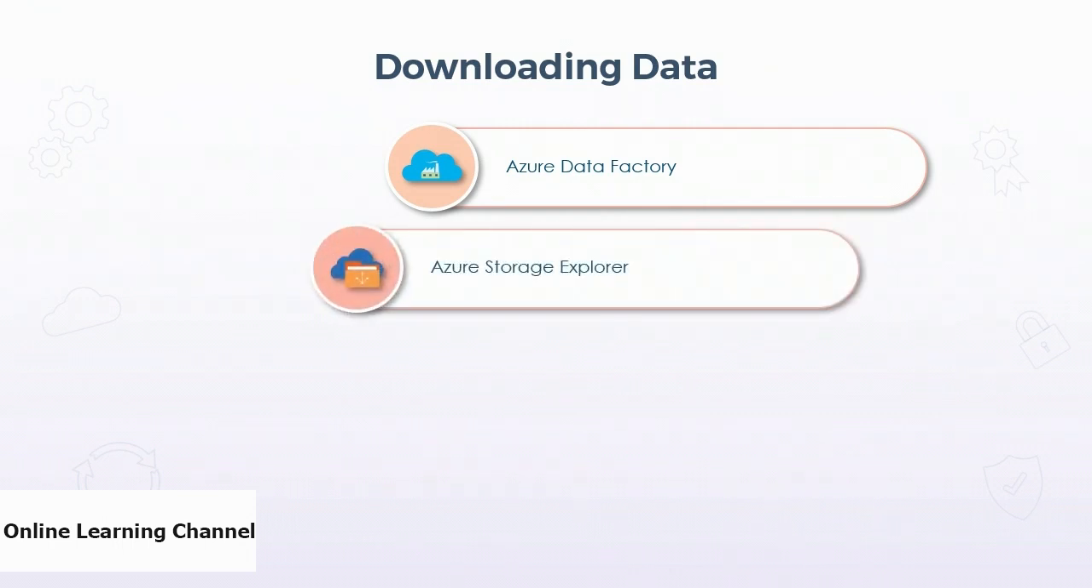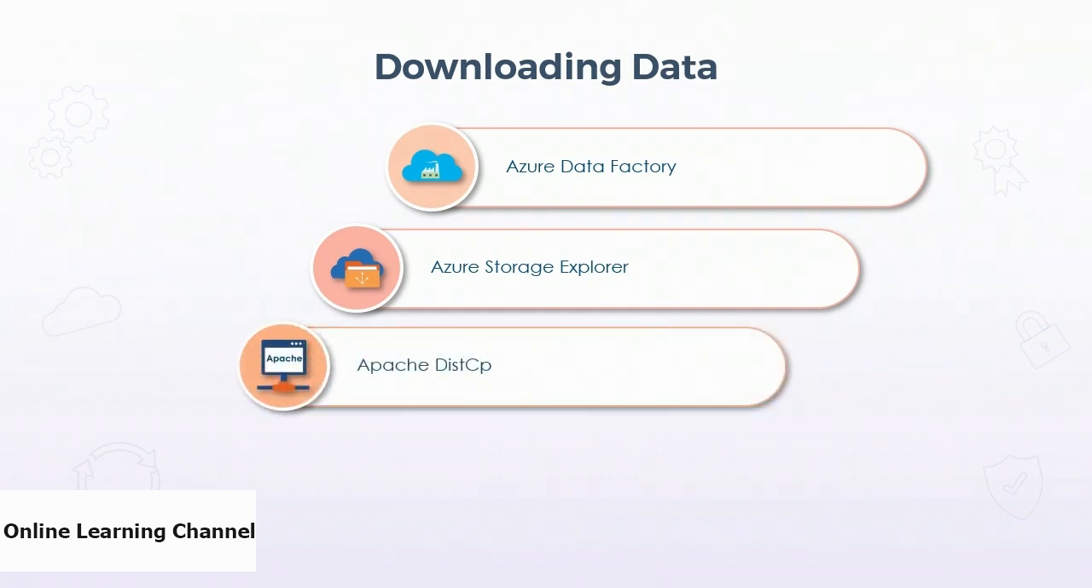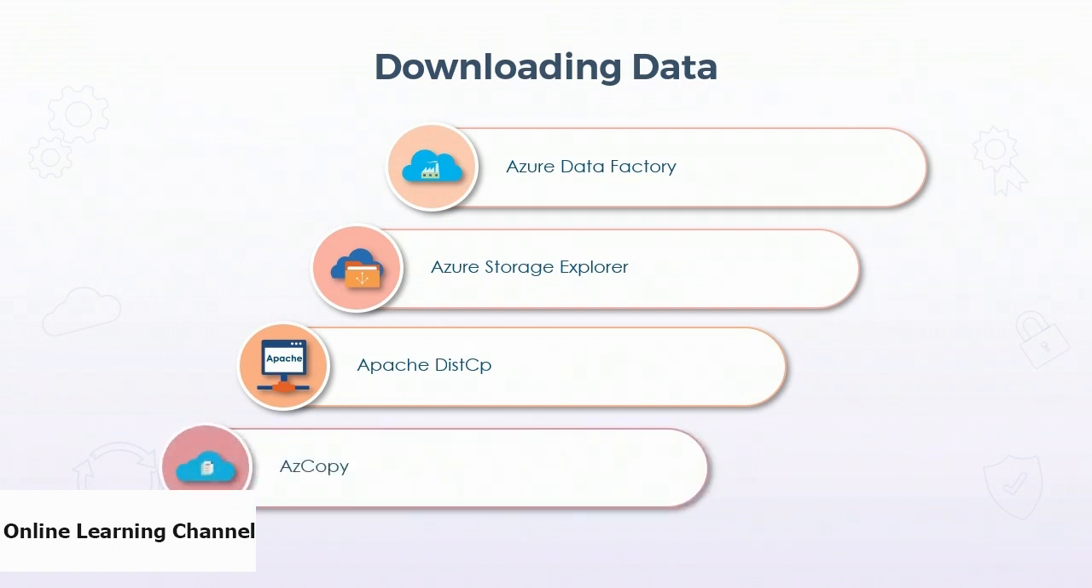Now, Azure Storage Explorer can be used either directly in the cloud or on your desktop to interact with your data. You can explore your data, run queries, and even manage your containers if you need to. And then there's Apache DistCP. DistCP can be used to copy data between Data Lake and Blob storage. And finally, we have AZ Copy. Now, AZ Copy is a fairly straightforward tool from Microsoft that's able to connect to just about any data source and copy selected data to whatever location you wish. Now, that can be another data source or just locally to your system.